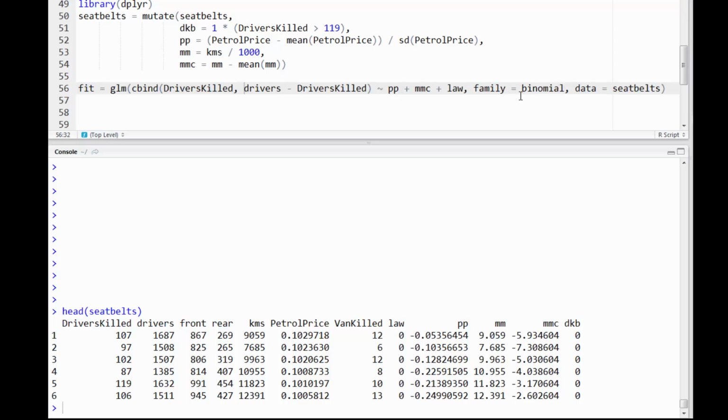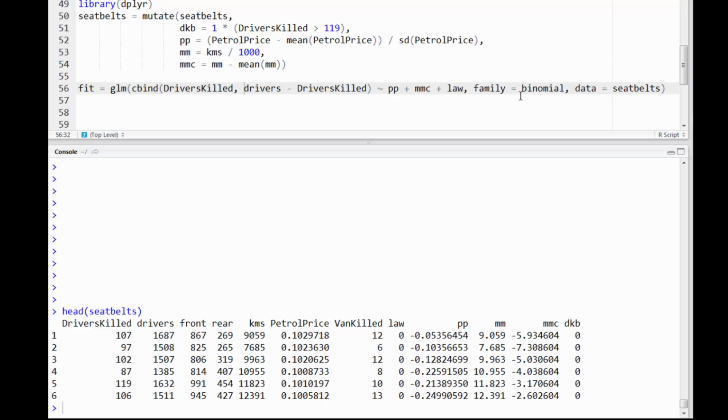This is question 2 of the chapter on binary GLMs in the regression models book. This question just asks us to model drivers killed as a binomial random variable out of the total number of drivers killed or seriously injured.